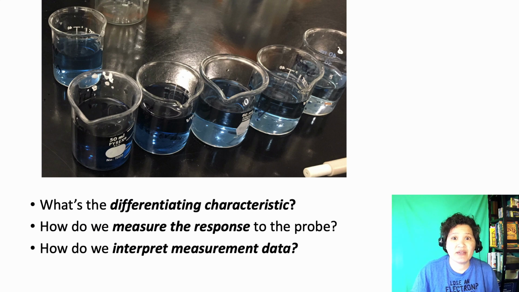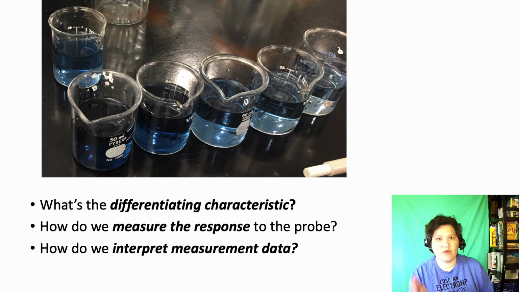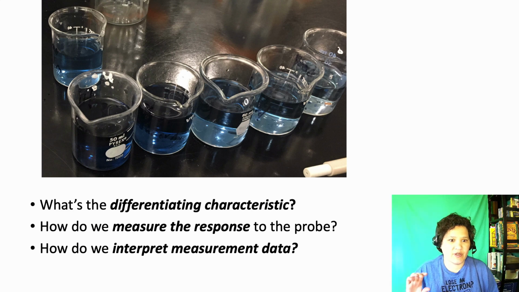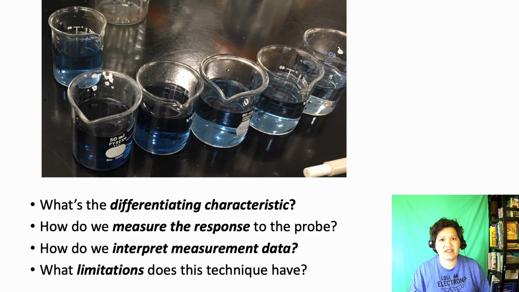How do we interpret that measurement data? Well, we again have a calibration curve like the one that we see here where we have different concentrations. The dark one is the most concentrated, the light one is the least concentrated, and we can use this to turn the absorbances for our unknown sample into a concentration that we trust. What limitations does this technique have?